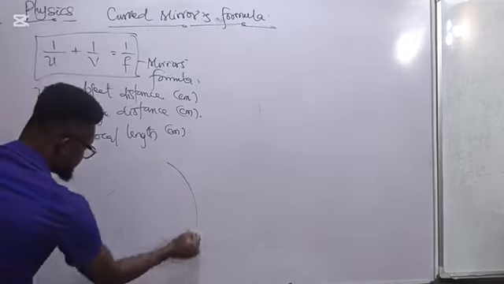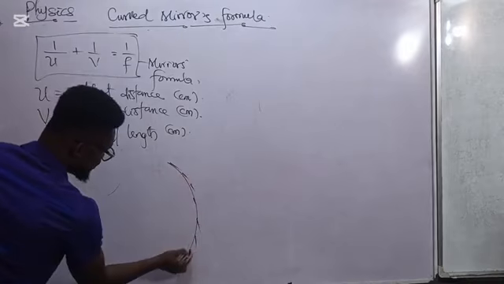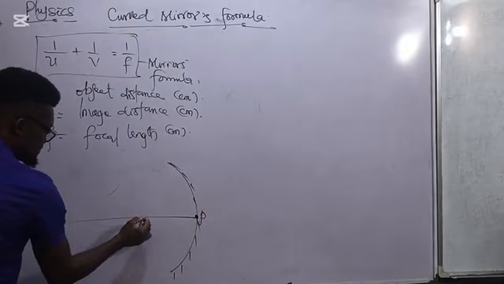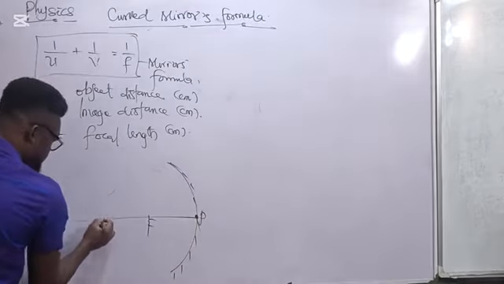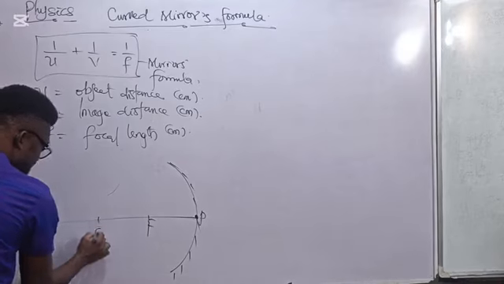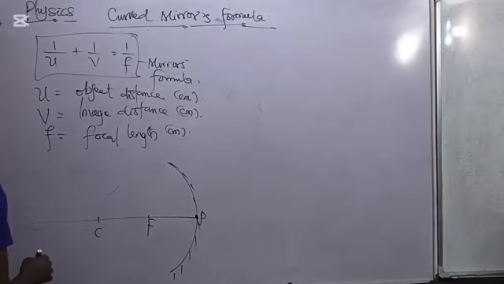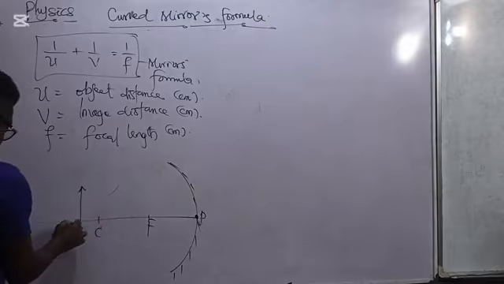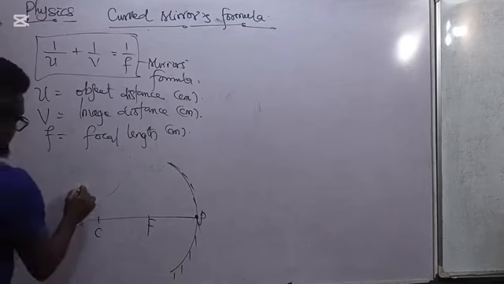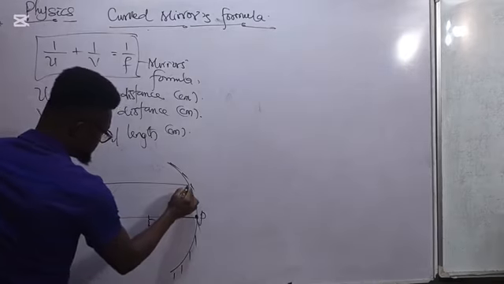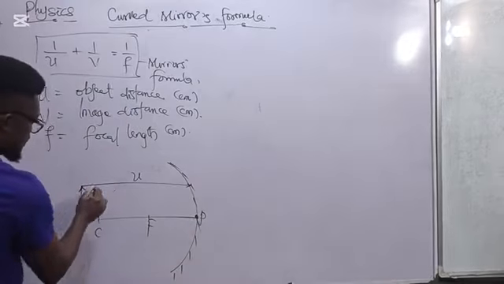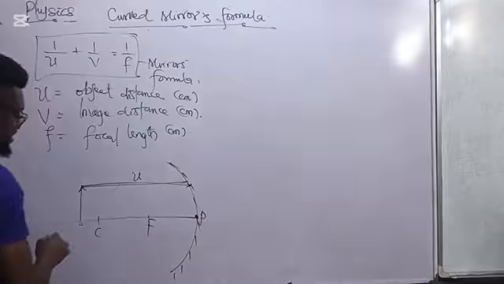Now we have the mirror, like the curved mirror we treated. Here is the pole, here is the principal focus, and here is the center of curvature. Now if the object is placed beyond C, from the mirror we have u, which is what? The object distance.